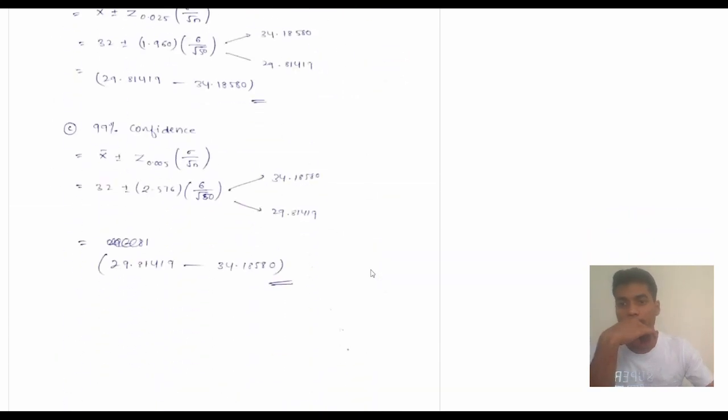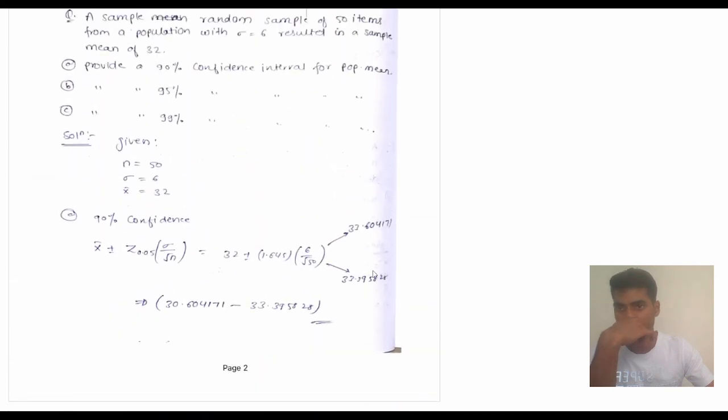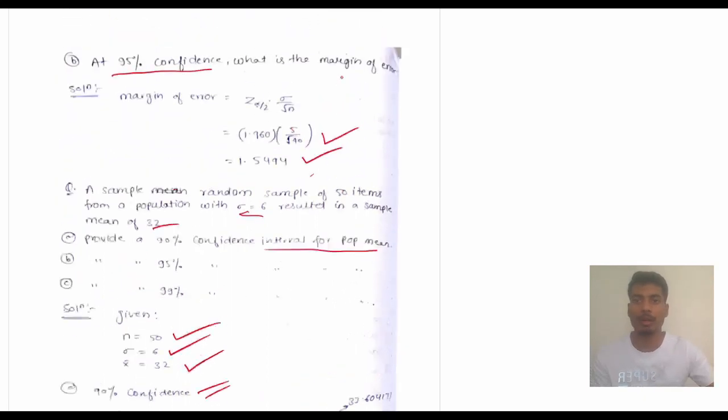Okay. Now see this question. A simple random sample of 50 items from a population with sigma 6 resulted in a sample mean of 32. So given n is 50, sigma is 6 and x bar is 32. First question is 90% confidence: provide a 90% confidence interval for the population mean. We have to find the interval.